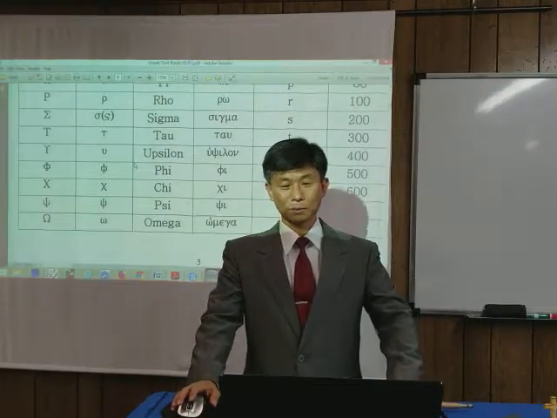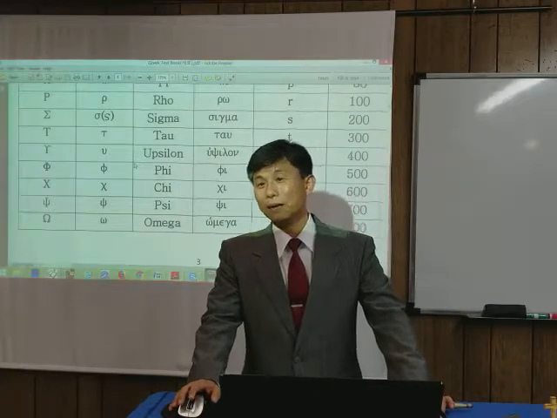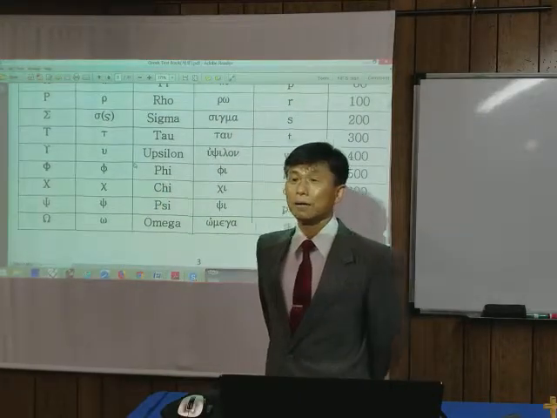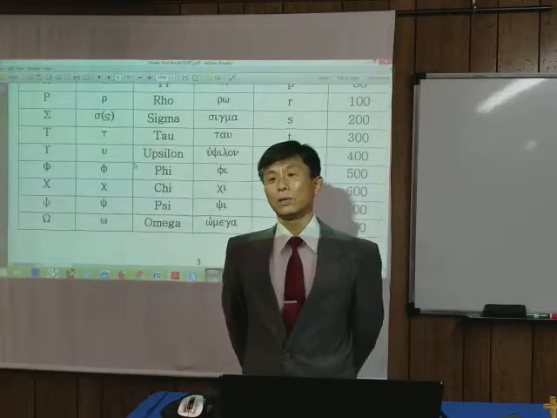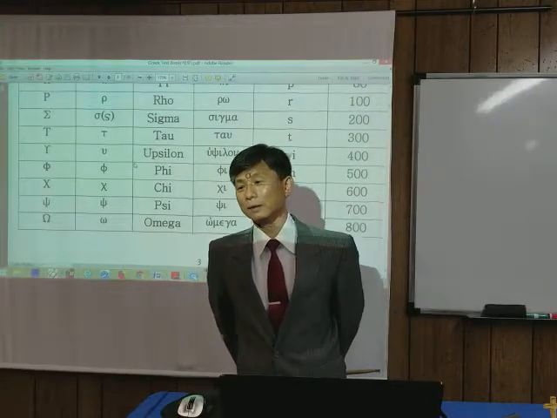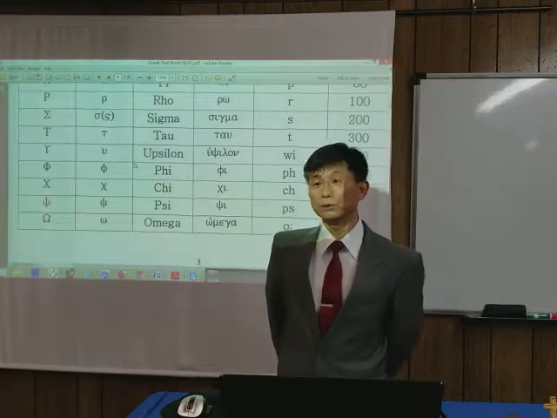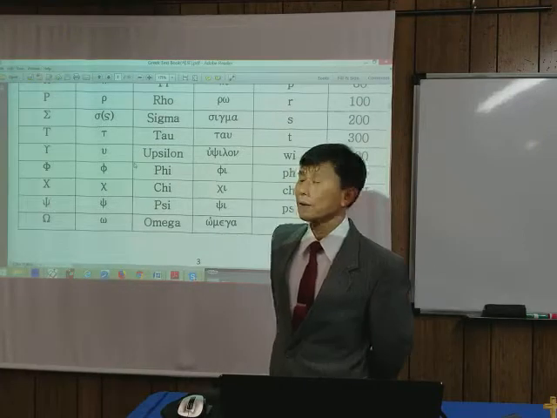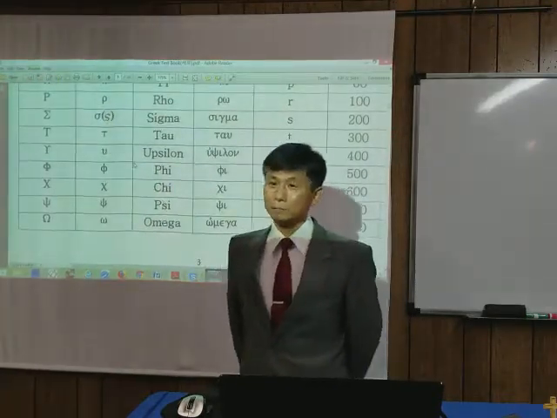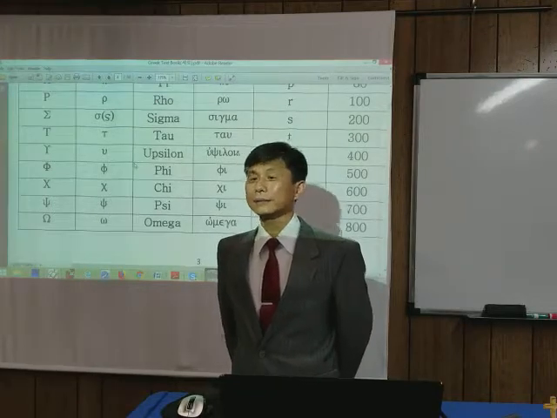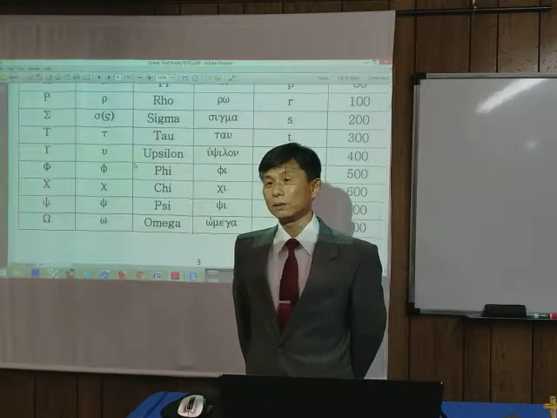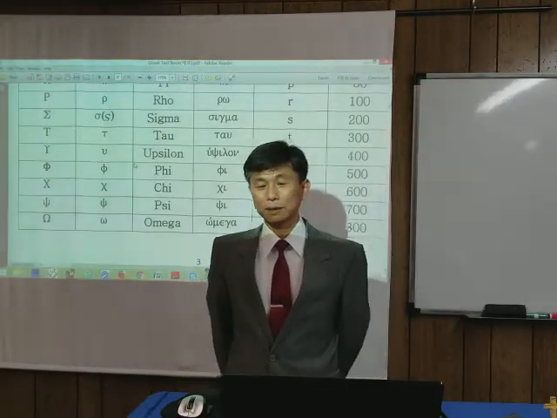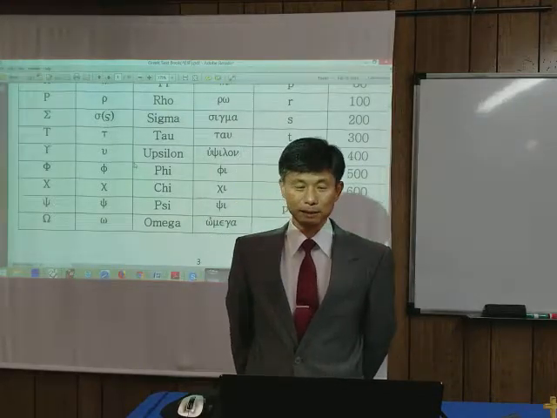Next, sigma. I put the sigma, there are two different forms, okay? We are going to learn more about that later. But sigma has two different forms. One we call the regular form, and this sigma is the final sigma, located as the last alphabet in the word. The pronunciation of sigma is S sound in English.